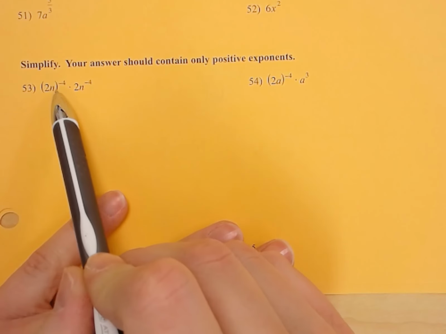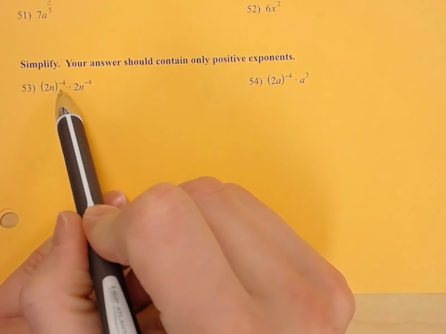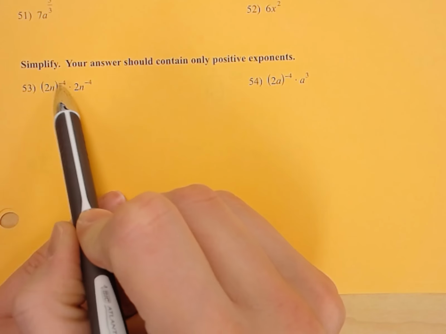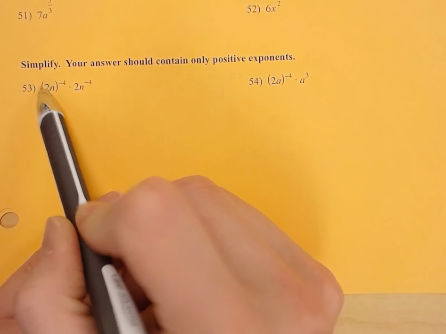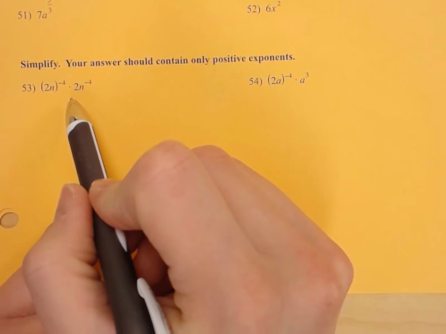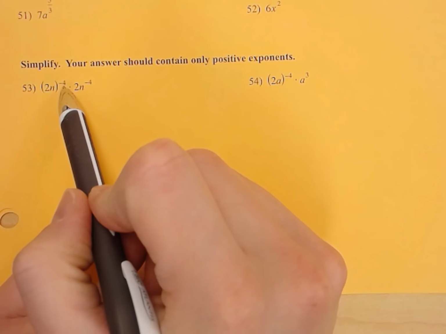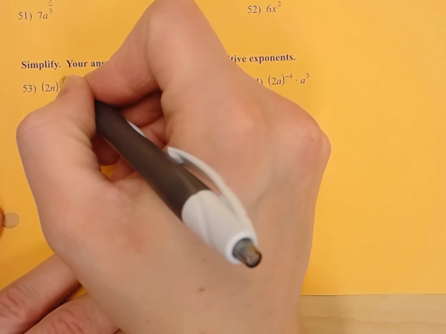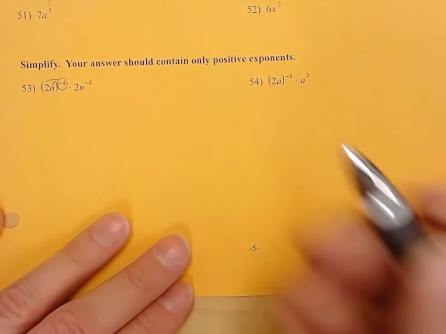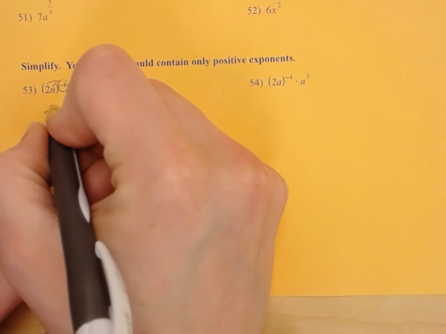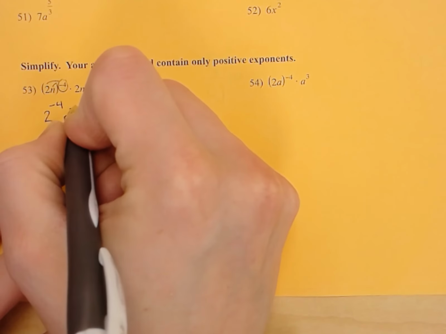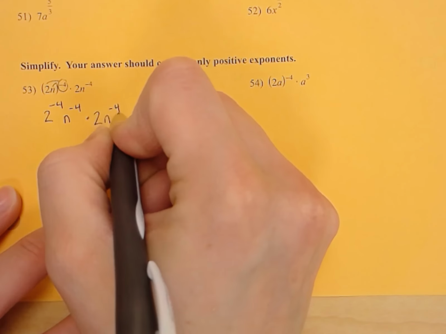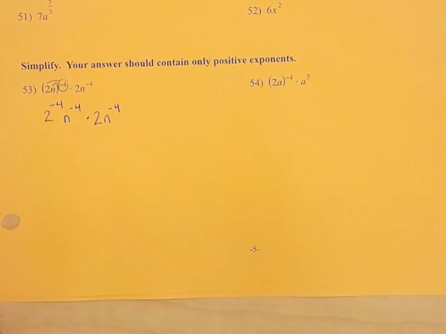The first thing that we're going to look at is what happens when I have an exponent on a parentheses. Does anyone remember what happens? How many of the things does this exponent apply to? All of the things. So that -4 will be attached to both of those. So I can do 2 to the -4, n to the -4, times 2 and -4.